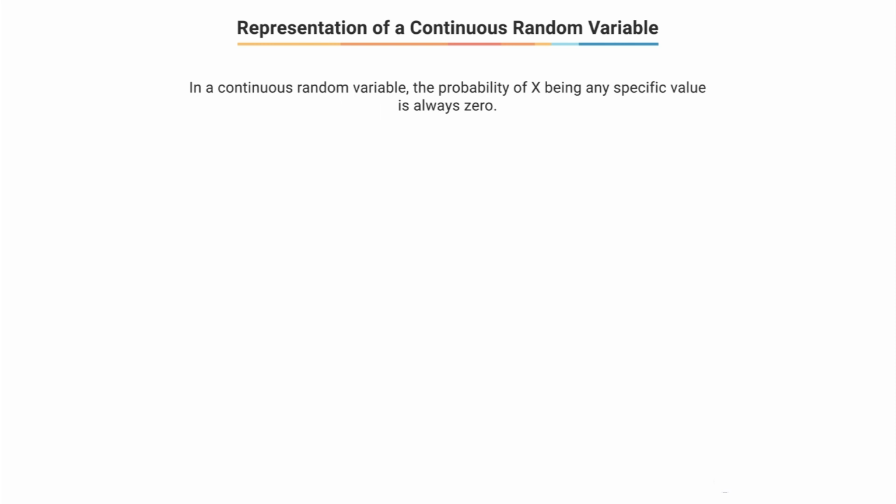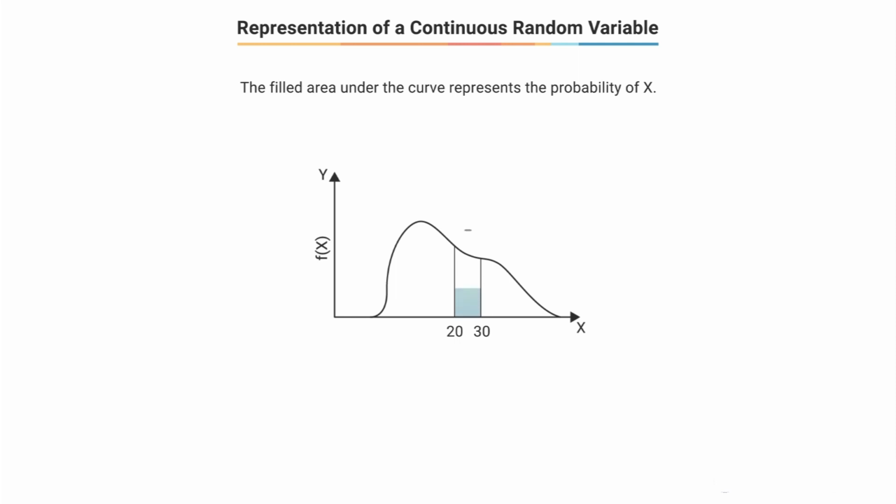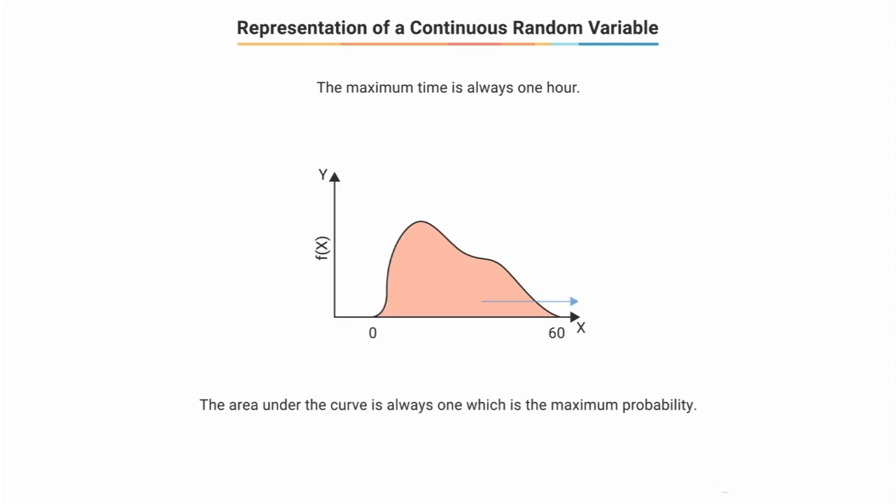So instead, we measure the probability of x lying in a certain interval. Let's take an interval from 20 to 30 minutes. The way we'll find this probability from the graph is that it will be the area under the curve between 20 and 30 minutes. So the area that has been colored in the plot is the probability that x lies between 20 and 30. Now let's assume that the maximum time is always 1 hour, and any time above that is not considered in our data, as that scenario is extremely rare. Then the commute time can range anywhere from 0 to 60 minutes. Thus, our random variable x will range from 0 to 60 minutes, and the total area under the curve from 0 to 60 will be 1, which is the maximum probability.